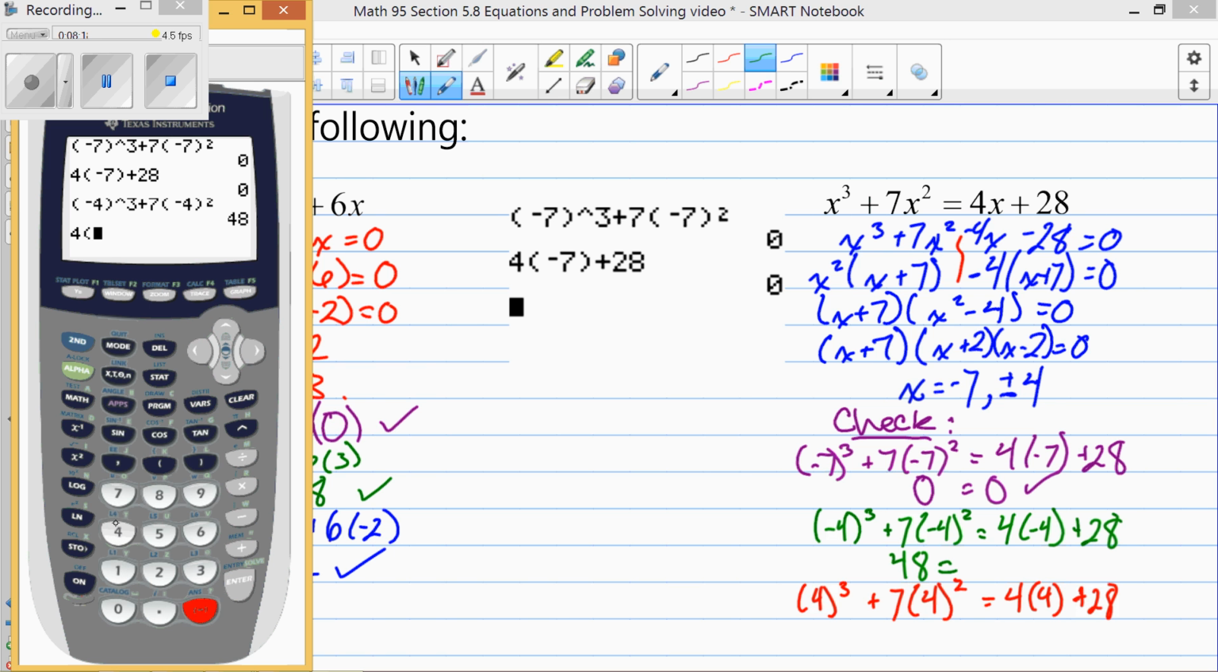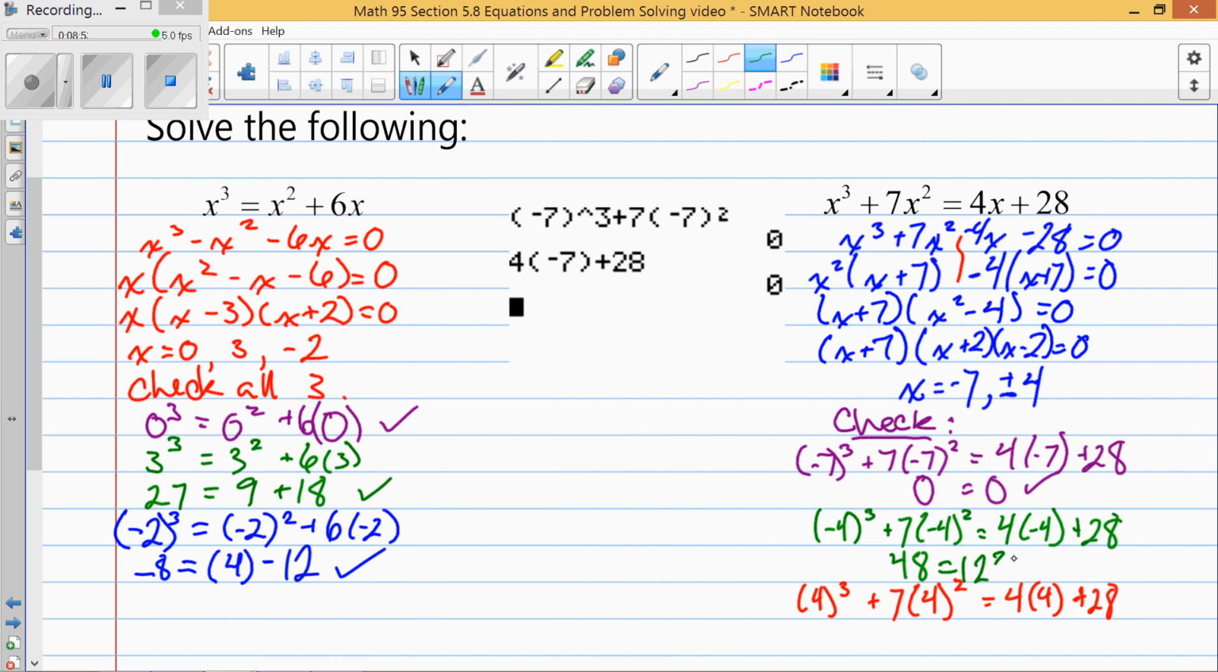4 times negative 4 plus... Did I do that right? I did not do that right. Oh, what happened here? 4 times negative 4 plus 28. And I get a 12. Very strange. I wonder what happened here. So we will come back and we will check that one again.